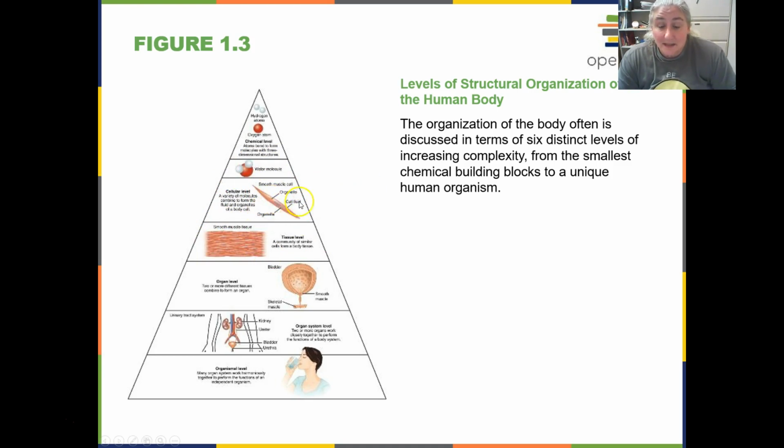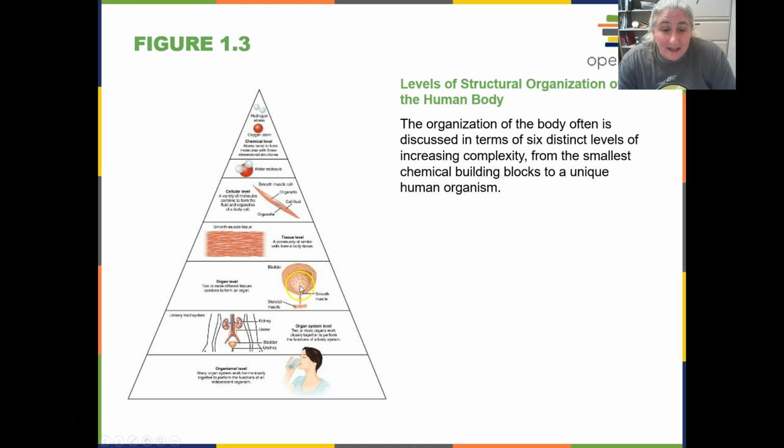So then cells come together forming tissues. When you have the same type of cell coming together, they form these tissues. And tissues that have the same idea of a job can come together forming our organs. So here we have a bladder. The bladder is composed of epithelial tissue as well as muscular tissue. There's going to be some connective tissue here as well.